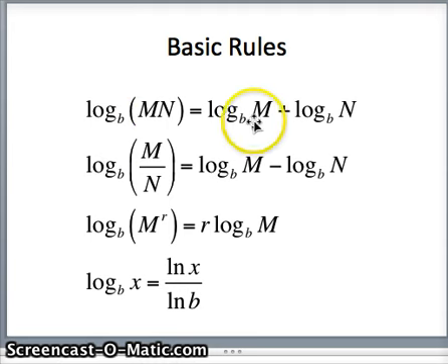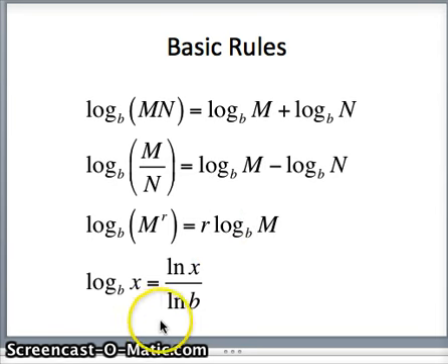Log base b of mn is log base b of m plus log base b of n. We say the log of the product is the sum of the logs. Regarding quotients, log base b of m divided by n is log base b of m minus log base b of n. The log of the quotient is the difference of the logs. Log base b of m to the r, we can pull the exponent down, that's r times log base b of m. And maybe that's obvious from this first rule. If I have log base b of m times m times m, r times, I would have r log base b of m's here, or r times log base b of m.